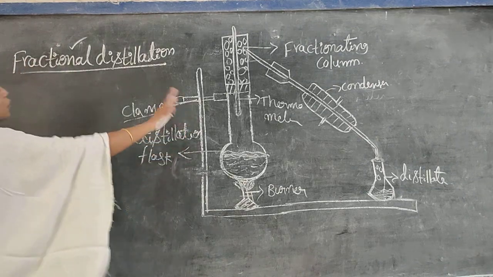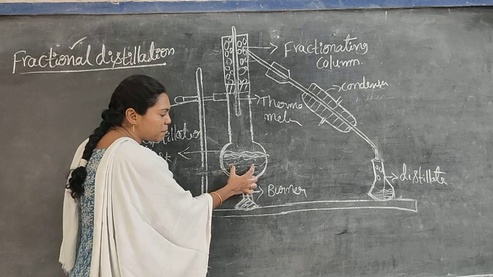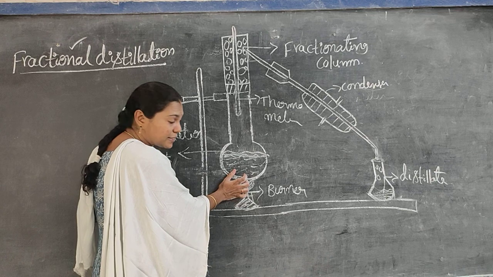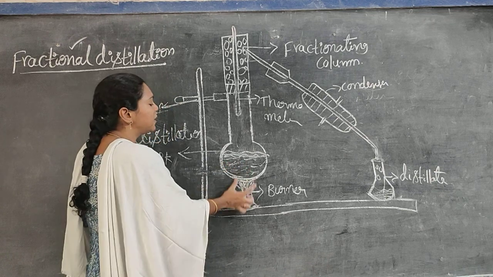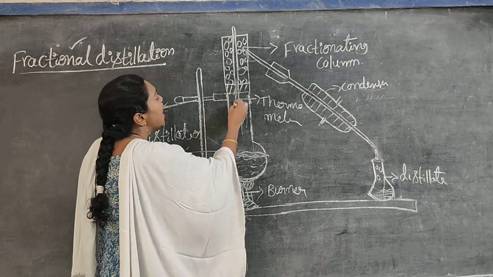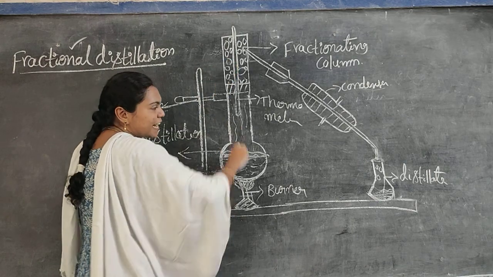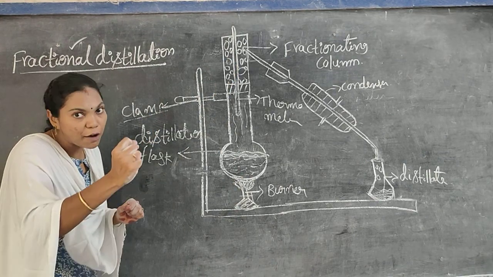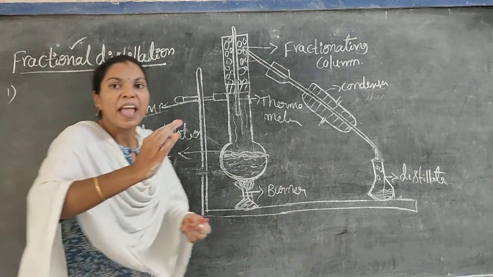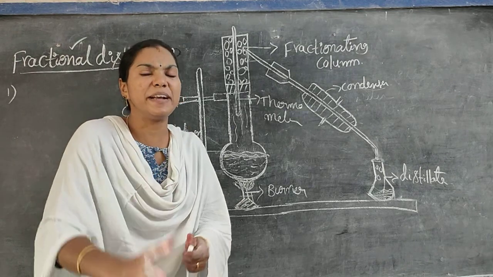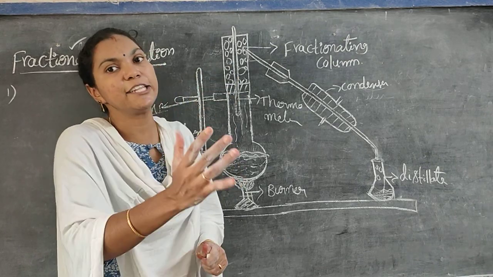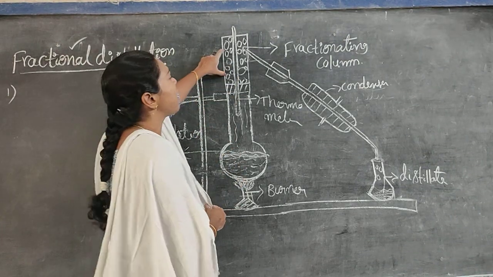Here, the procedure going on is the same. The mixture of two miscible liquids is taken in the distillation flask and heated by using the burner. What happens? One liquid quickly converts into vapors and first enters into the fractionating column. The fractionating column is filled with glass beads. The glass beads are maximum. There the vapors are condensed and converted into the liquid state. Here maximum vapors are condensed.